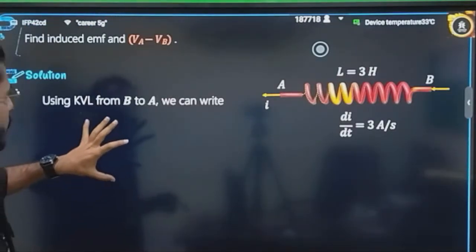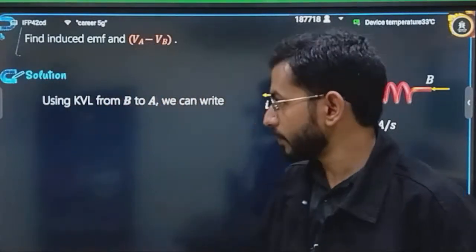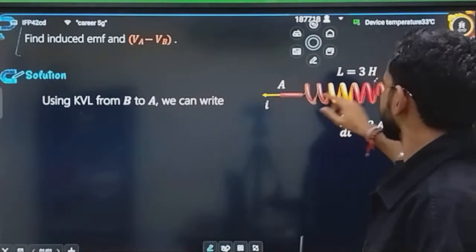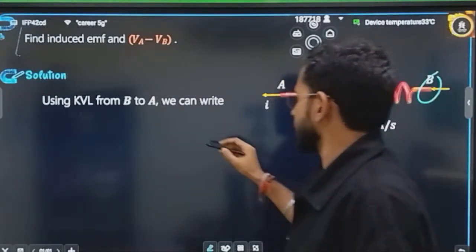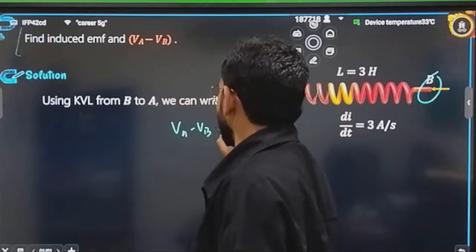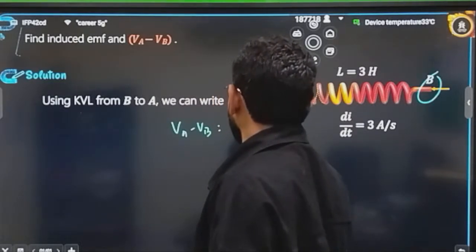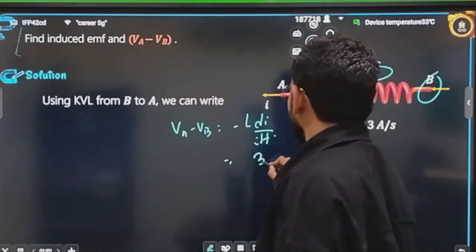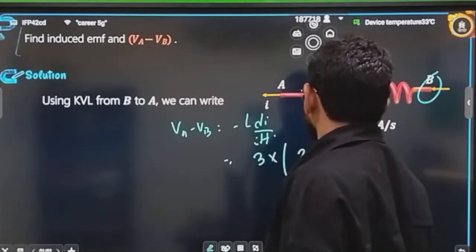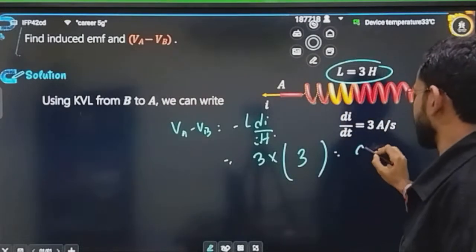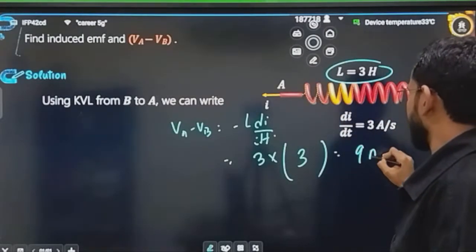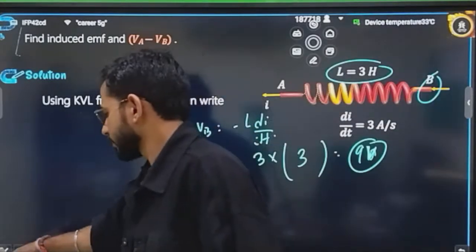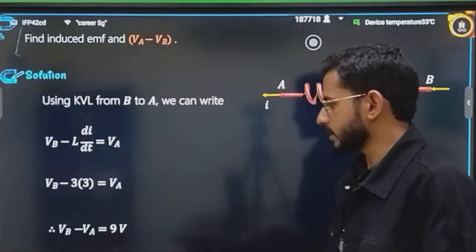So let's see what the applications are. Firstly, let's solve a very basic question using the formula that I have told you. Find the induced EMF, VA minus VB. This is point VA, this is point VB. You have to calculate VA minus VB. VA minus VB is equal to minus of L di by dt. What is L? L is 3. What is di by dt? Di by dt is 3. So what can you say? It will be simply 9 volt. 9 volt will be the answer. Correct?